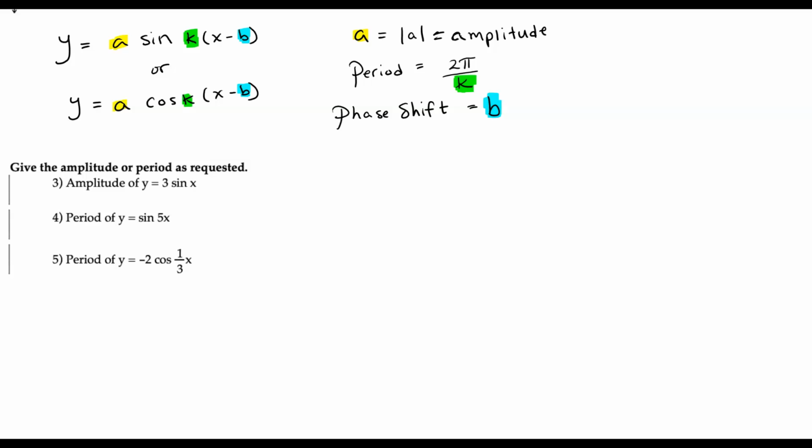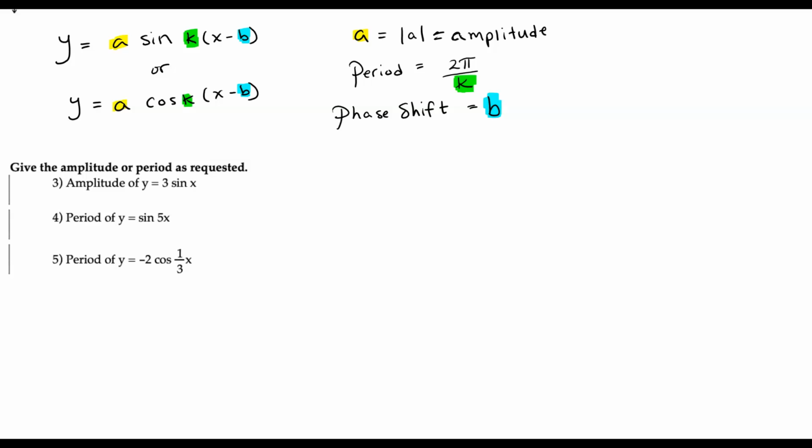Okay, the period is given by this value k in the function, and to find the modified period, you take the parent function's period, which is 2 pi, and you divide it by k units. The phase shift b tells us which direction the graph will move, left or right. In these examples, we're not going to be asked to identify phase shift. So let's go ahead and continue.